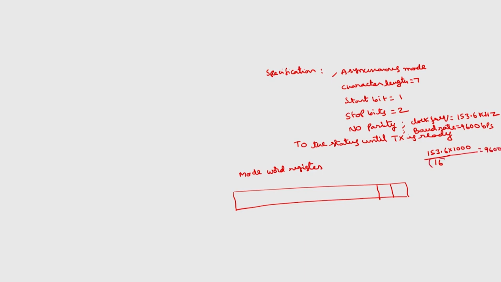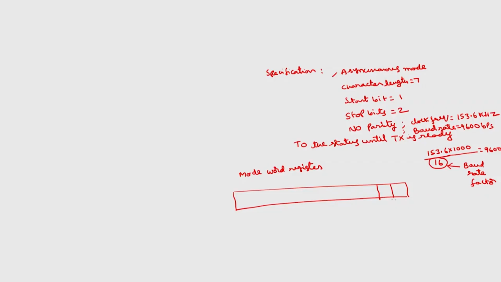So, what is the baud rate factor? This is the baud rate factor. As I have told, the transmitter and receiver will be operated with either the baud rate or some factor of the baud rate. In this particular example, what is the baud rate factor? 16. So, 0 0 is for synchronization mode, 0 1 is baud factor of 1, 1 0 is baud factor of 16, 1 1 is baud factor of 64. Here, because we want a baud factor of 16, this will be 1 0.